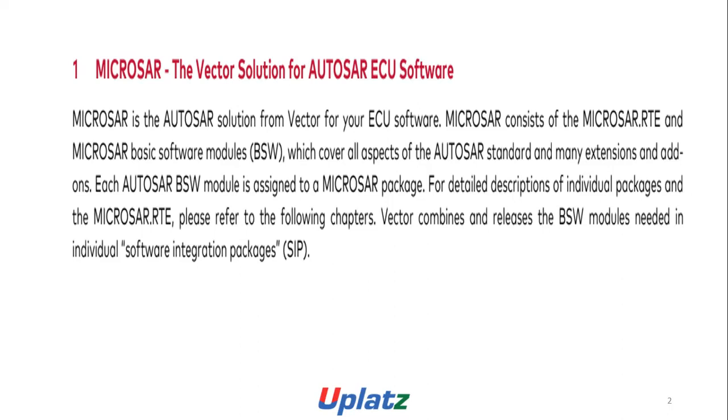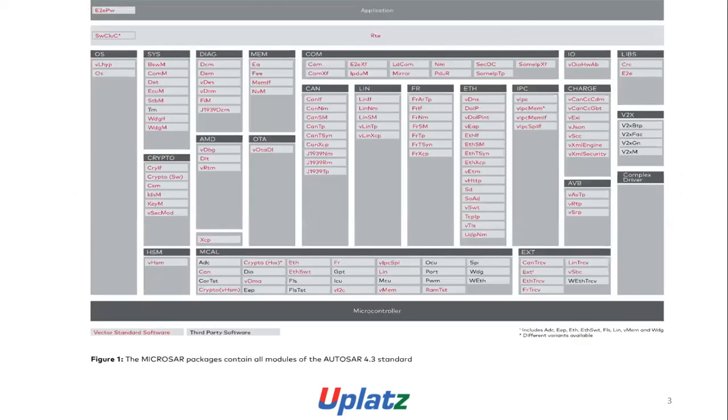Vector combines and releases the BSW modules needed in the individual software integration packages, SIP. So here is the MICROSAR package, which contains all modules of the AUTOSAR 4.3 standard. Vector standard software is shown in red.